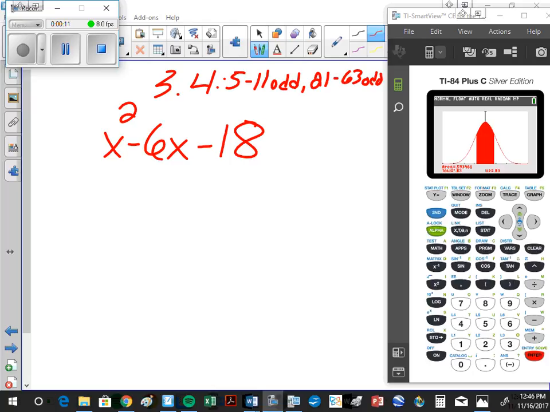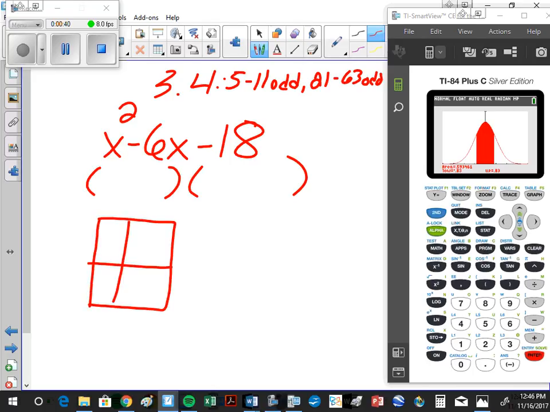If I had the quadratic x squared minus 6x minus 18, how do you factor that? There's no x to take out in this case. Well, this should factor into something like this. How do we find those factors? We use the box. We draw the box. Then what? You put x squared in, and you put negative 18 in. Now what?